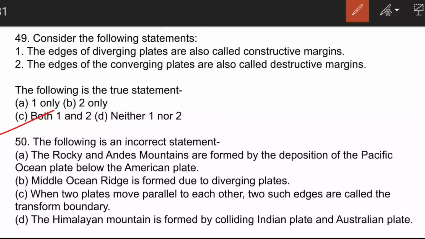Mid-ocean ridge or oceanic ridge is formed due to diverging plates. This is also correct. When two plates move parallel to each other, such edges are called transform boundary. This is also correct. The Himalayan mountain is formed by the colliding Indian plate and it will not be the Australian plate, it will be the Eurasian plate.